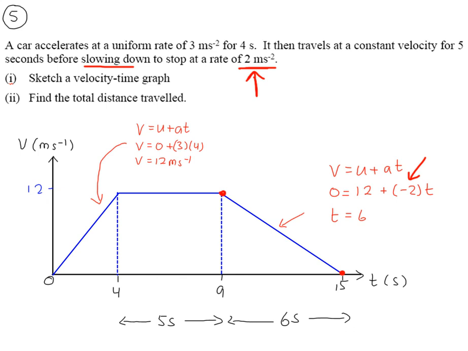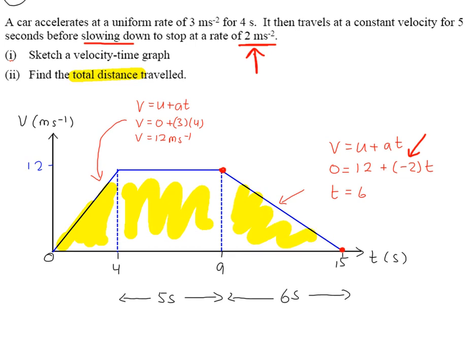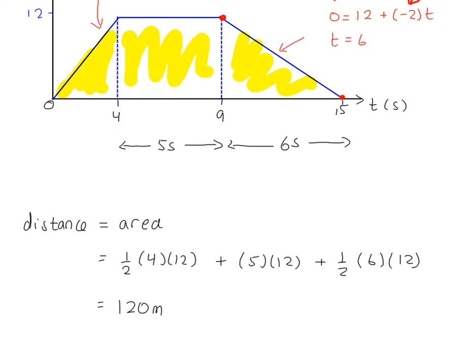Now in part 2, the distance travelled, and because the velocity is always a positive value, there's no difference between distance travelled and displacement. So they could have asked that question either way. So it's just the area of the rectangle and triangles there, we add them together, 120 meters.